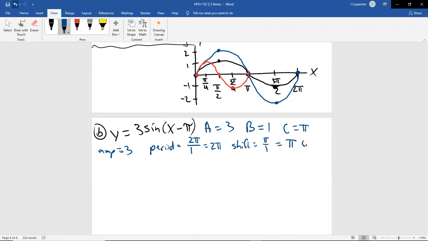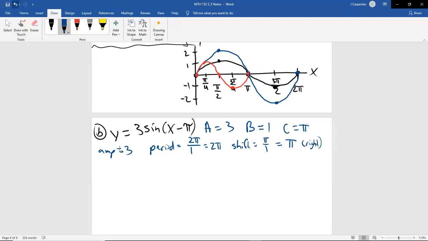I like to at least point it out, though, to be meticulous, because some people get those signs wrong, the plus or minuses. That's a right shift, because this was a minus. Again, if you set the inside equal to 0, you just add pi to both sides, you get x equals pi as the shifting factor. And since that's positive, it guarantees that it's right.